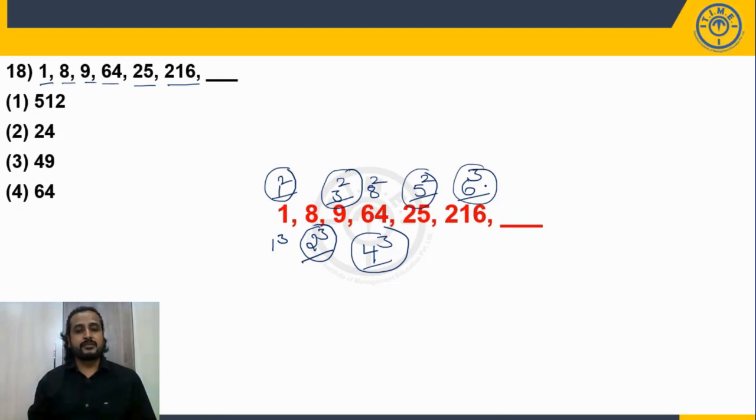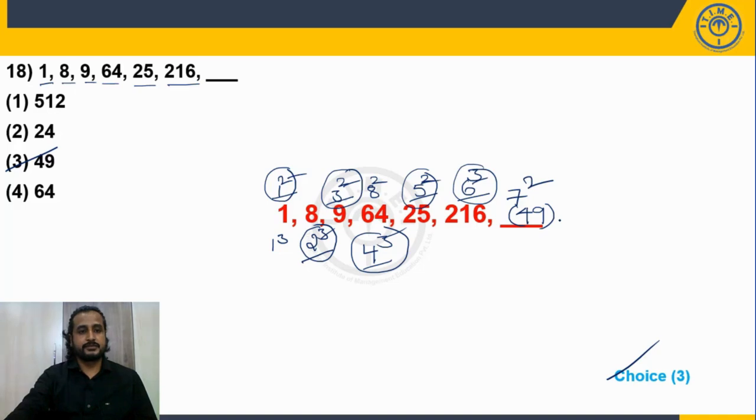And what are those numbers? 1, 2, 3, 4, 5, 6 are consecutive natural numbers. So next will be 7. But which logic to be applied? Square, cube, square, cube, square, cube. Next will be square, 7 square. 7 square will be how much? 49. So alternately square logic and alternately cube logic. Clear? So 49 is our answer. Choice 3. Alternately squares and alternately cubes.